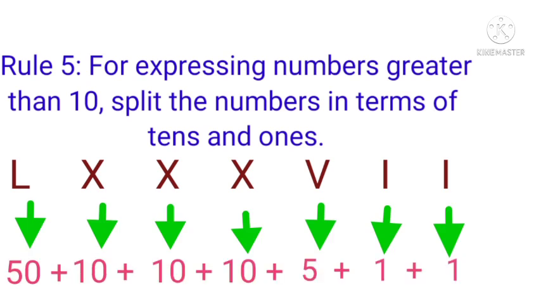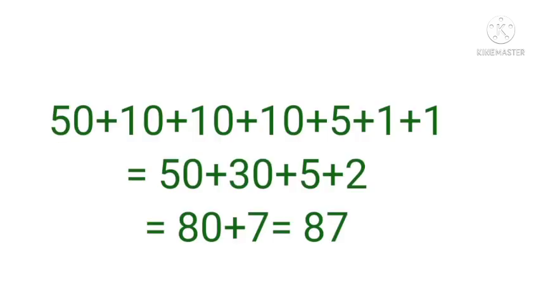Rule 5. For expressing numbers greater than 10, split the numbers in terms of tens and ones. Example, LXXXVII. That can be written as 50 plus 10 plus 10 plus 10 plus 5 plus 1 plus 1, which is equal to 50 plus 30 plus 5 plus 2. That is equal to 80 plus 7, which is equal to 87.